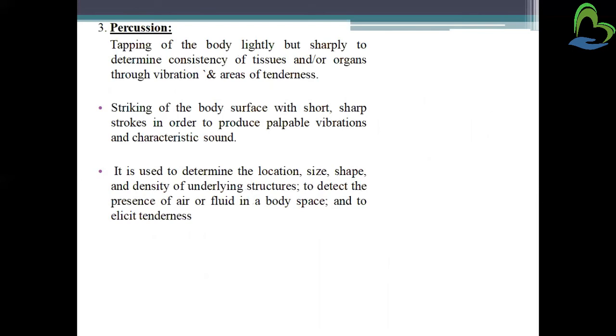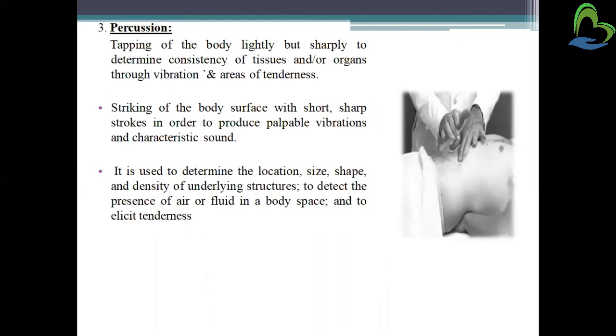So the third method is percussion. In this method, we are tapping the body lightly but sharply to determine the consistency of tissue and organs through vibration and areas of tenderness. It is striking the body surface with short, sharp strokes in order to produce palpable vibration and characteristic sound. You have to just remember the phrase: strike the body surface with short, sharp strokes. That's how you are going to percuss the area.